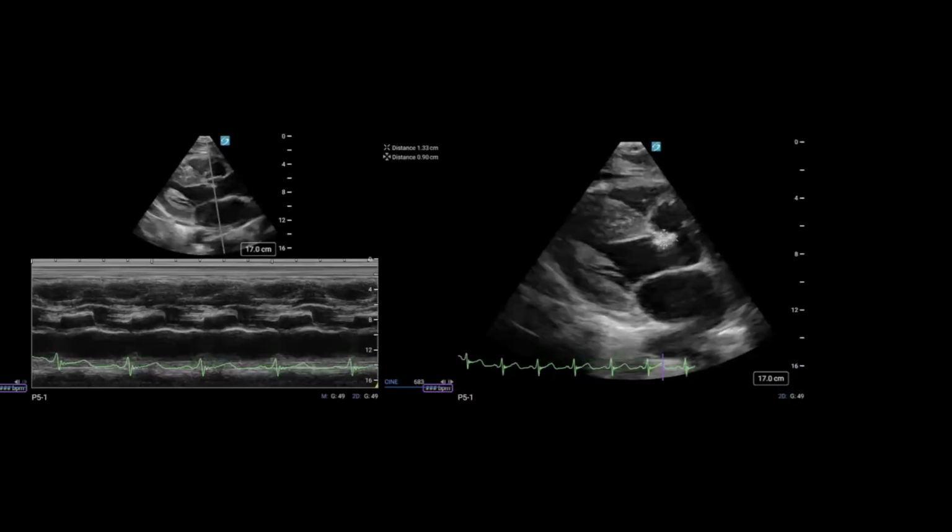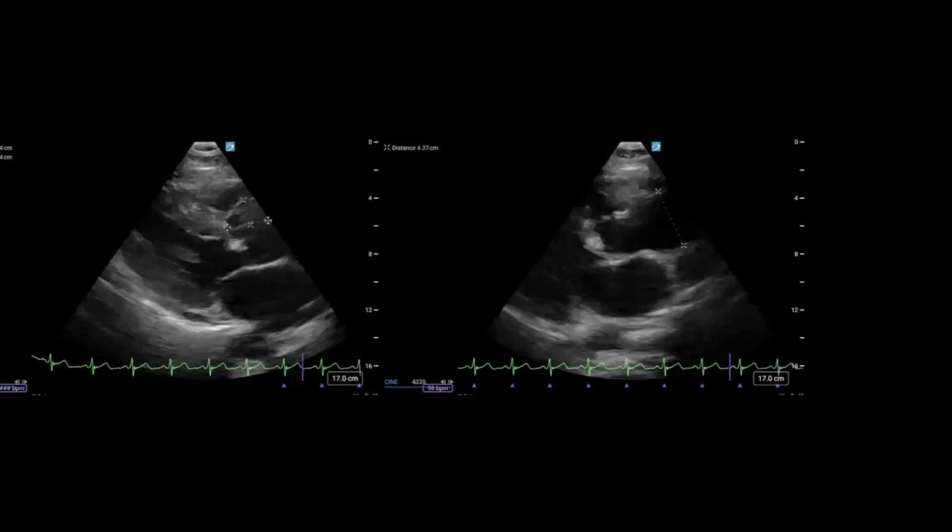Which echo system is this? This is actually one of the old Philips machines. This was overnight on call. One of the cardiology residents did this full study. Oh, wow. Yeah, they did a really good job. Very good pictures. Is this the little laptop one they have in the CCU? Yeah. Oh, that's awesome. Okay. I like that machine.